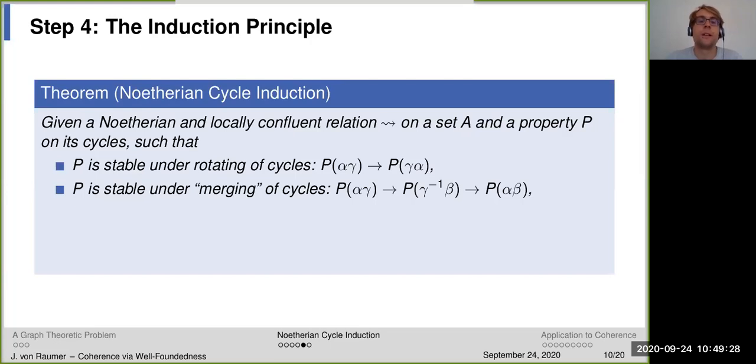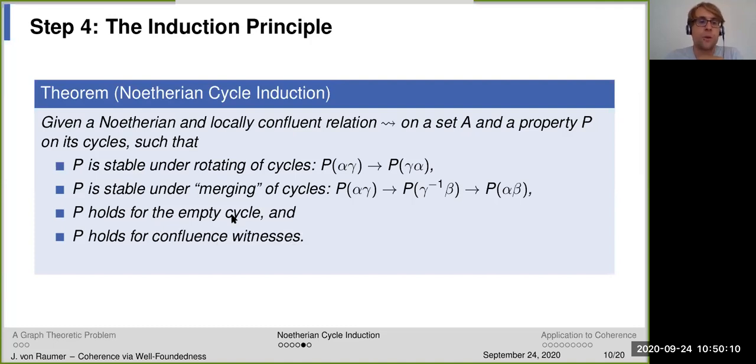And the other condition that P must fulfill is that P is stable under merging cycles. So whenever we have two cycles like this alpha gamma and this gamma to the minus one beta that basically share a common part, then we can create a merge of those two cycles by leaving out that shared part and just using the non-shared parts alpha and beta. That's exactly what happened with this Pac-Man shape on the other slide. We require P to be stable under this kind of merge operation. And as a third condition, P should hold for the empty cycle to start off the induction, and P must hold for confluence witnesses, so it must hold for the diamonds that we get out of the condition of local confluence. And the conclusion is that then P holds for any cycle gamma.